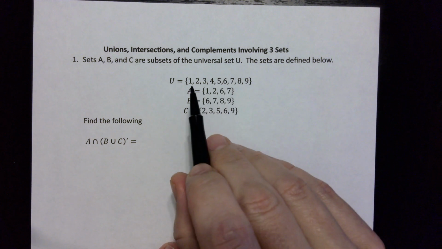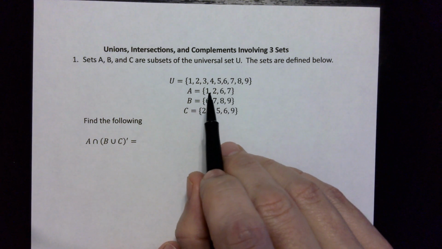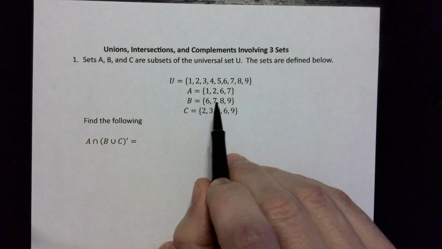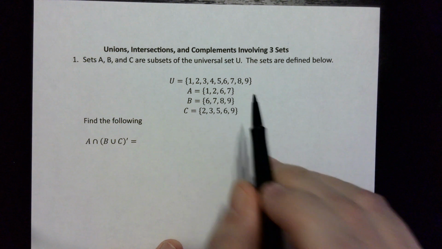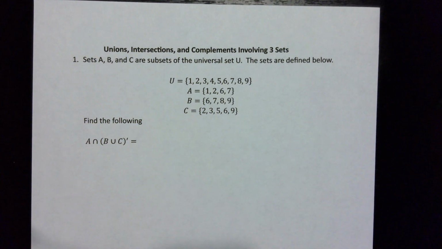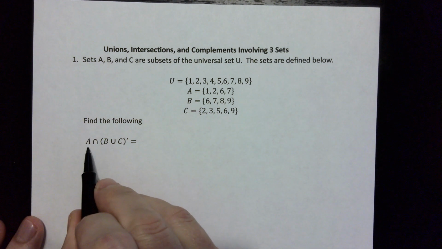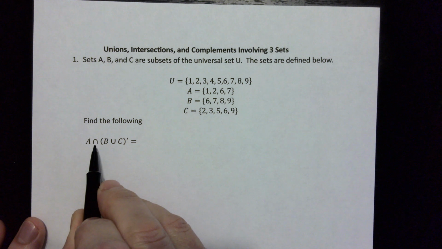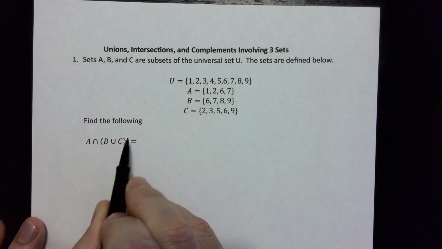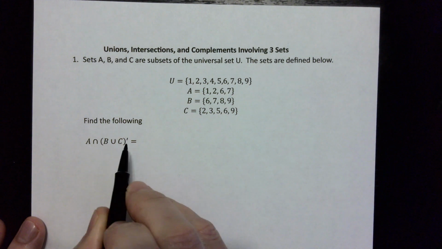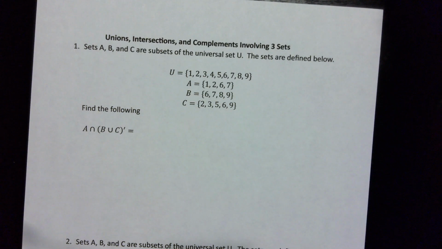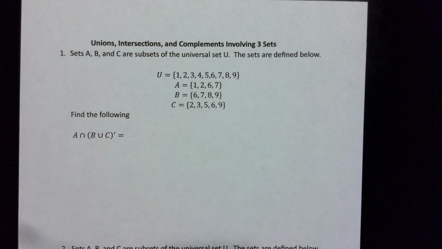A, B, and C are subsets of those. A contains 1, 2, 6, 7, B contains 6, 7, 8, 9, and C contains 2, 3, 5, 6, 9. The question we're asked is to find A intersect (B union C) complement. This is a lot, but if we break it down into smaller steps, it's not too bad.